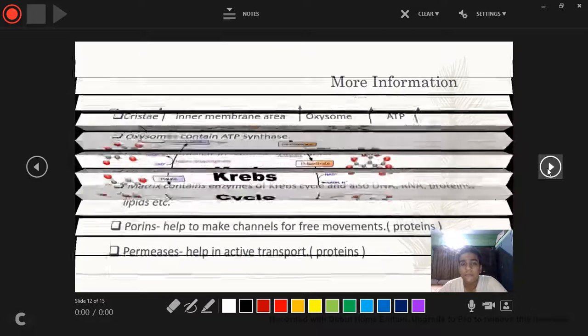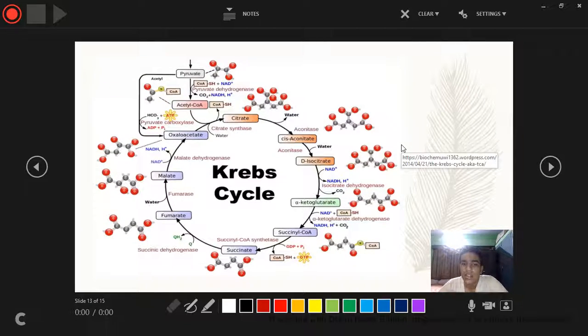Now most probably you'll get the Krebs cycle. I'm not going into detail, just to make you sure what it is. We can see here pyruvate carboxylase. You can study it in more detail on the internet. If you are in higher classes, you can easily understand it. It is also called the citric acid cycle, or Krebs cycle. See, NADH is a very important thing which is formed here.